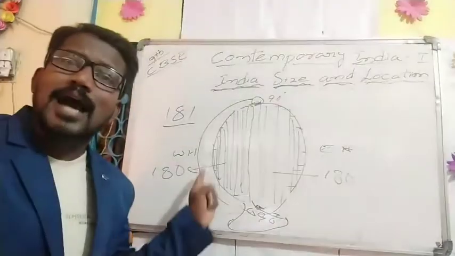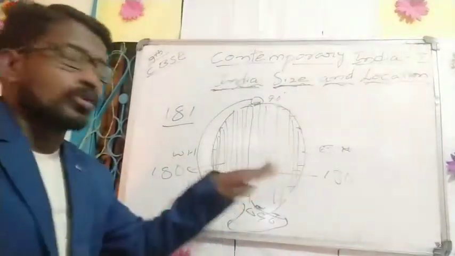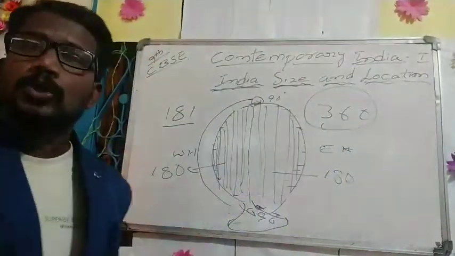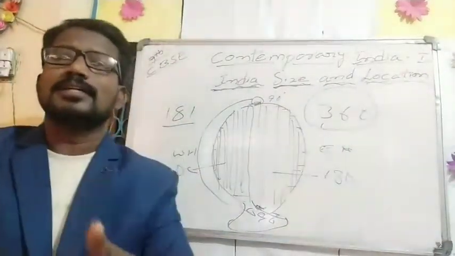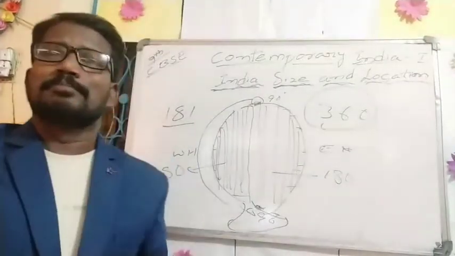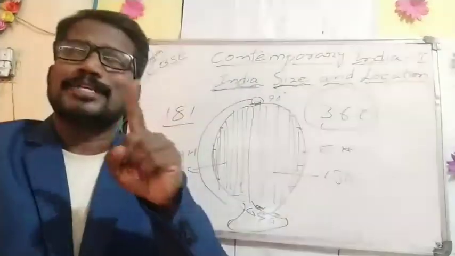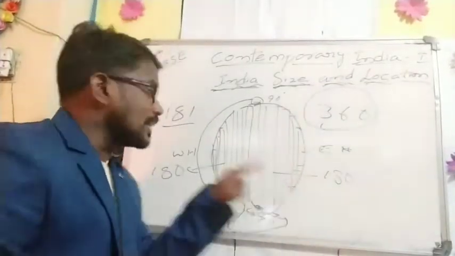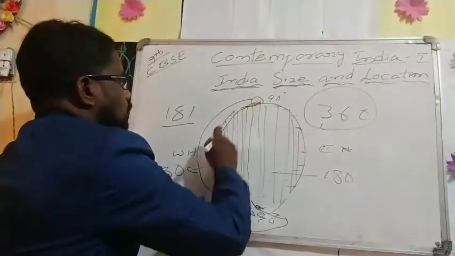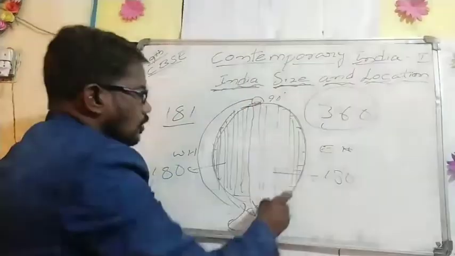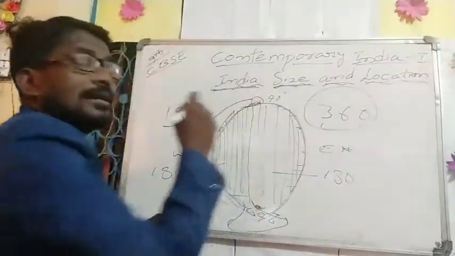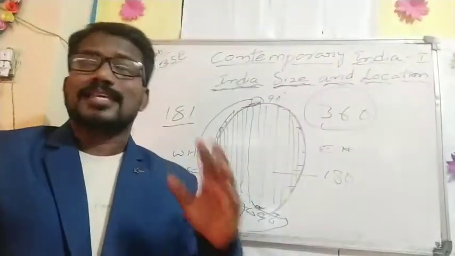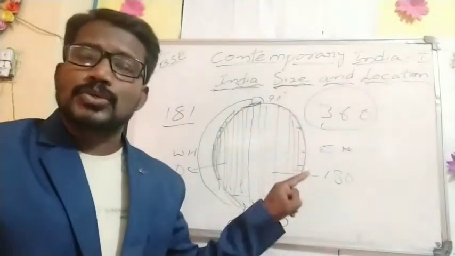So total longitudes are 180 plus 180, total 360 longitudes on the globe or the earth. But here, one point you have to remember. The International Dateline is only one longitude, in the eastern hemisphere as well as the western hemisphere. We count it as only one longitude, not like latitudes. So this is the information about the longitudes and latitudes.